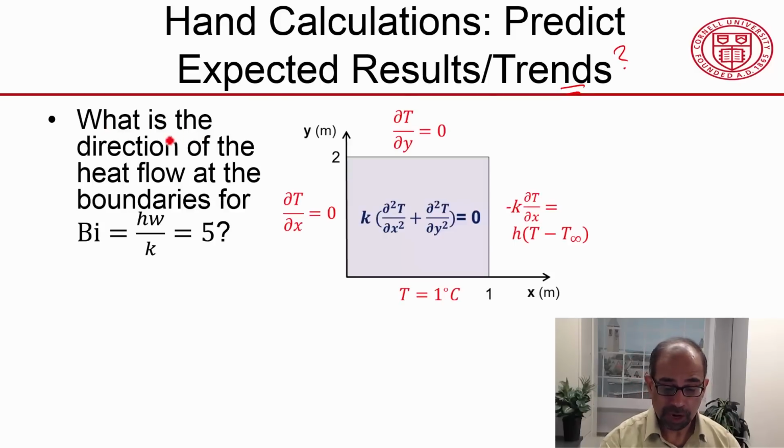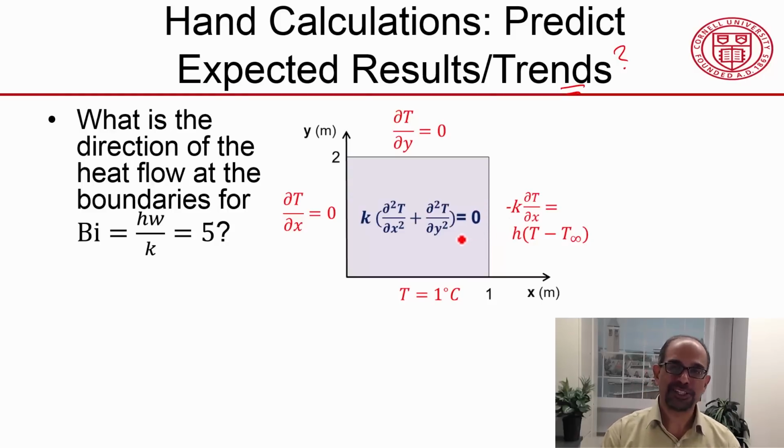One thing we can work out is the direction of the heat flow at the boundaries, and you can do this for any heat transfer problem. In our case, the Biot number is 5. We have W equal to 1 and k equal to 1. So essentially, we are setting the convection coefficient h to be 5, and you're going to get significant convection between the block and the fluid.